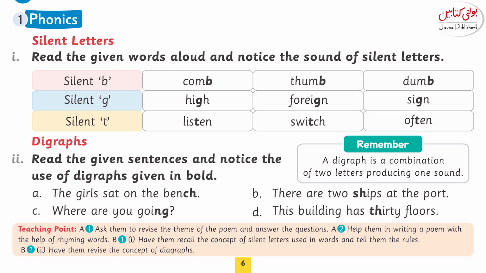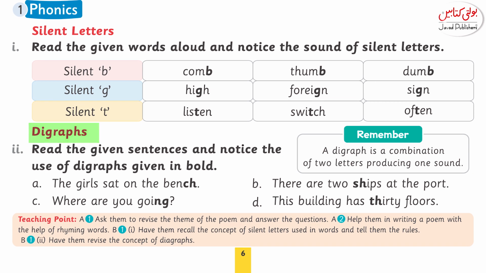Moving on to the next question, digraph. सबसे पहले तो आपको ये पता होना चाहिए digraph और trigraph क्या होते हैं. A digraph is a combination of two letters that produce one sound. यानी के ऐसे दो word जो के मिलकर एक ही sound produce करें, उसे हम digraph कहते हैं. Read the given sentences and notice the use of digraph given in the bold.